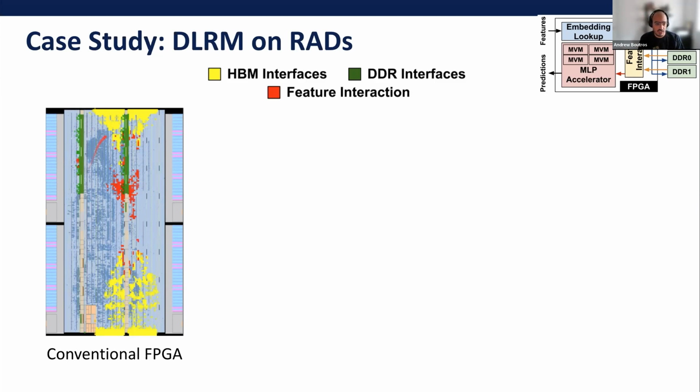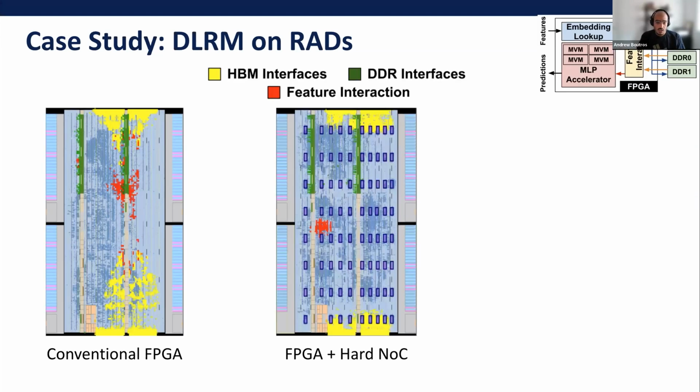If you see now, the DDR interfaces in green and the HBM interfaces in yellow are dragged along to the middle of the chip where the feature interaction is happening. So this results in very long critical path delays for those connections that need to be very carefully tuned in order to make this a viable accelerator. Then we evaluate what if we have a NoC instead of doing all this routing using the programmable routing. I'm showing here logic-locked regions that are reserving locations of the NoC routers. So now you can see everything is more localized. The HBM interfaces are localized. The feature interaction module doesn't have to be scattered around. Everything looks a lot better.